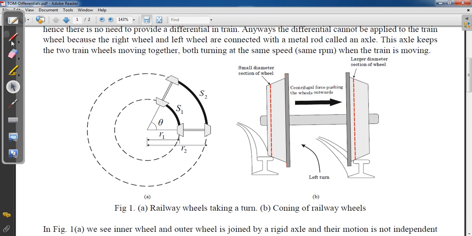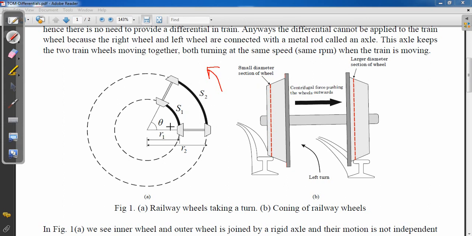So this is the geometry. We are taking a left turn. These are the two wheels joined by an axle and rigidly joined, which means they are not turning independently, with the inner wheel turning at a different RPM and the outer wheel at a different RPM. They will turn with the same RPM. But when we are taking a turn, due to geometry, the inner wheel has to cover a shorter distance and the outer wheel has to cover more distance.